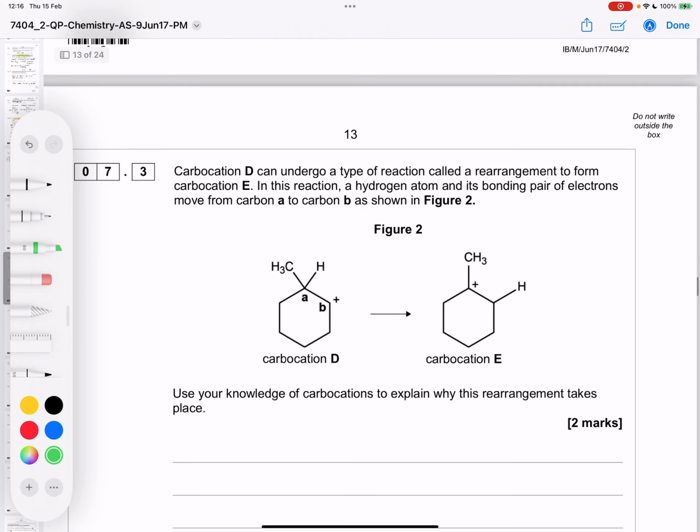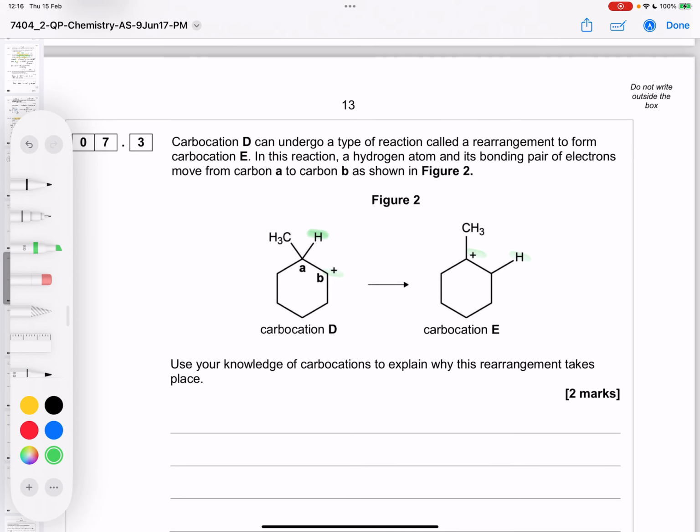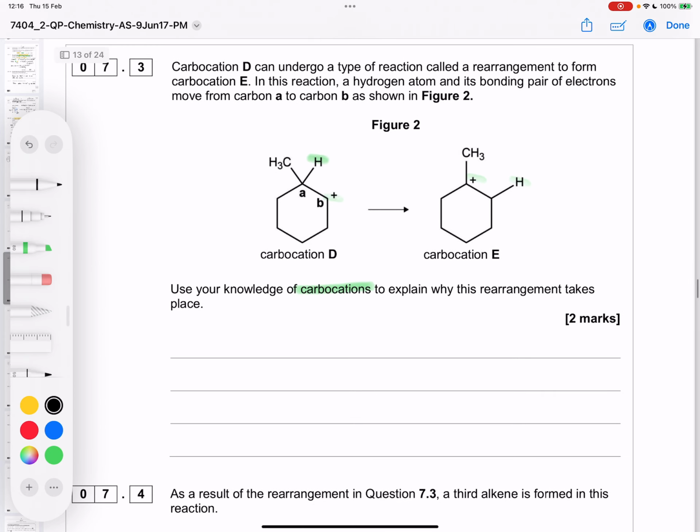It then says carbocation D, so it's drawn it for us again, can undergo a type of rearrangement to form carbocation E. Notice that the plus has moved from here to here, and a hydrogen has moved. Use your knowledge of carbocations, so we're talking about carbocation stability, to say why that would happen.